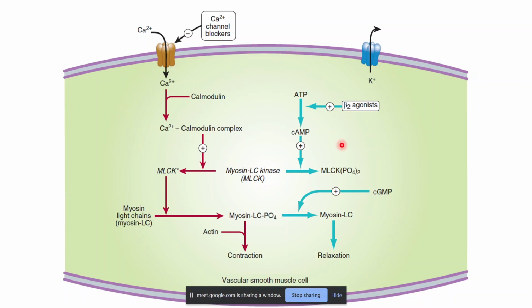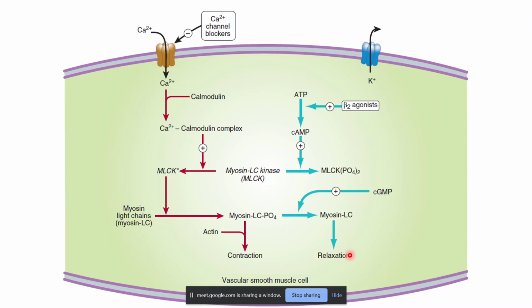So this is cyclic guanosine monophosphate, and that is activating the myosin light chains, and that leads to relaxation. Important molecular donors for nitric oxide include nitric oxide and the organic nitrates used in angina.